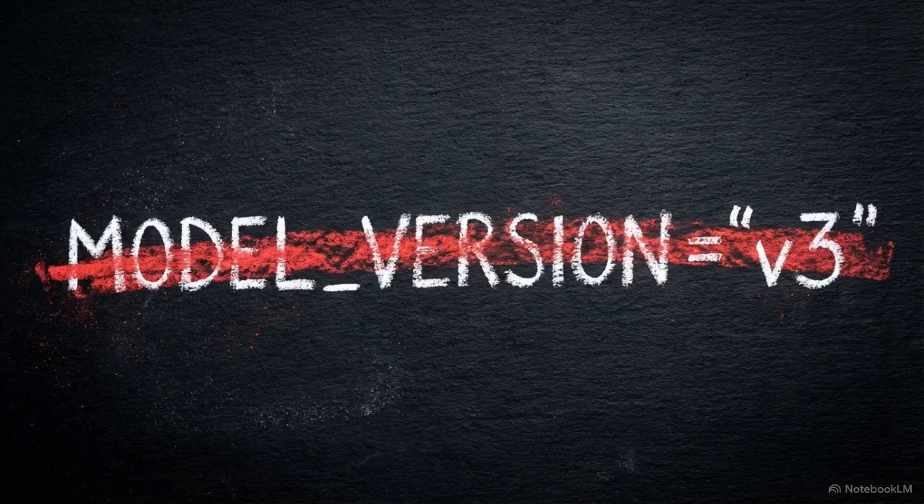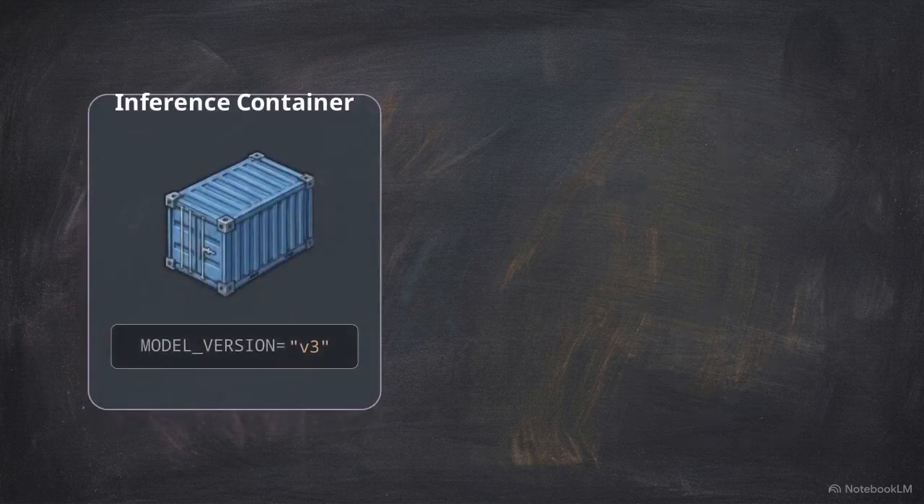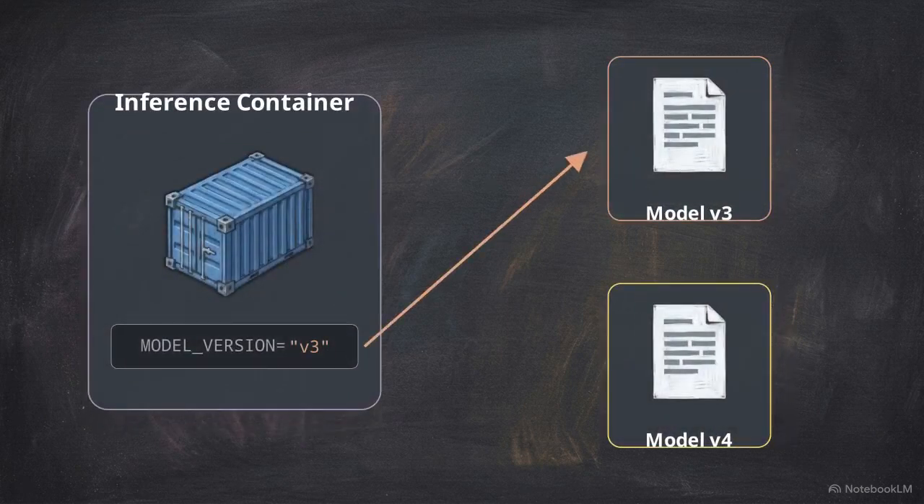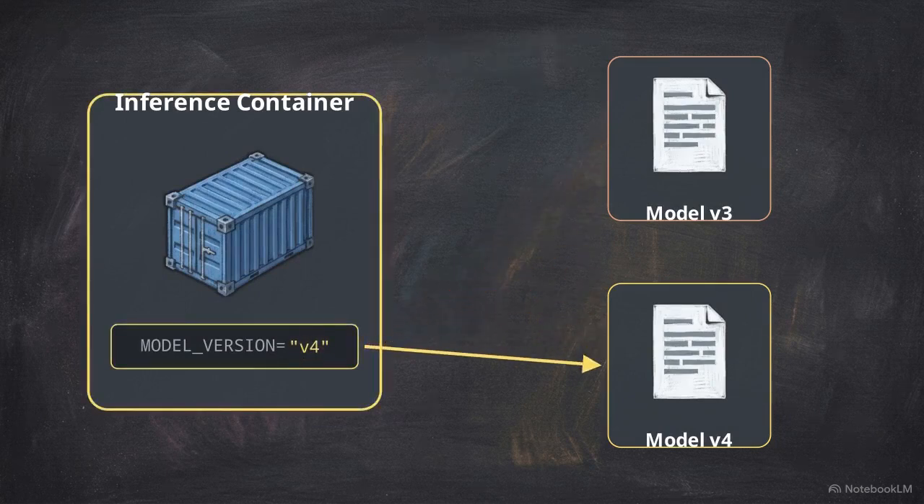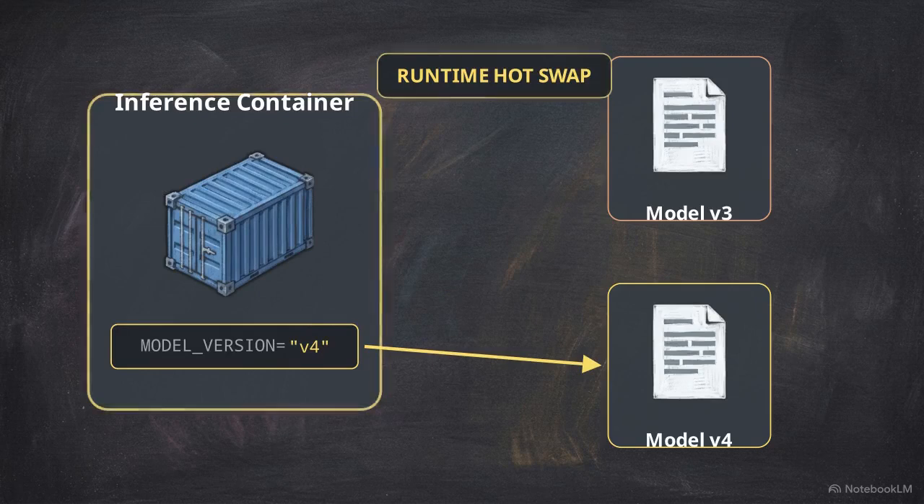Inside that image, we have to avoid hard-coding configuration variables. If we bake a specific model version directly into the code, we have to rebuild the entire image just to update it. Using dynamic environment variables instead allows us to switch between deployed model versions at runtime.